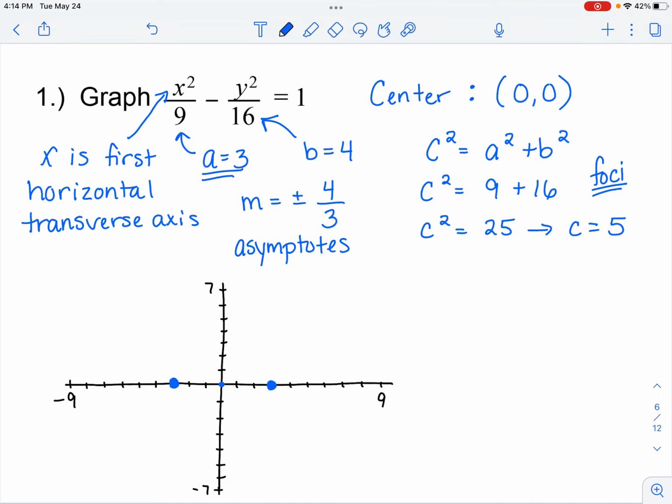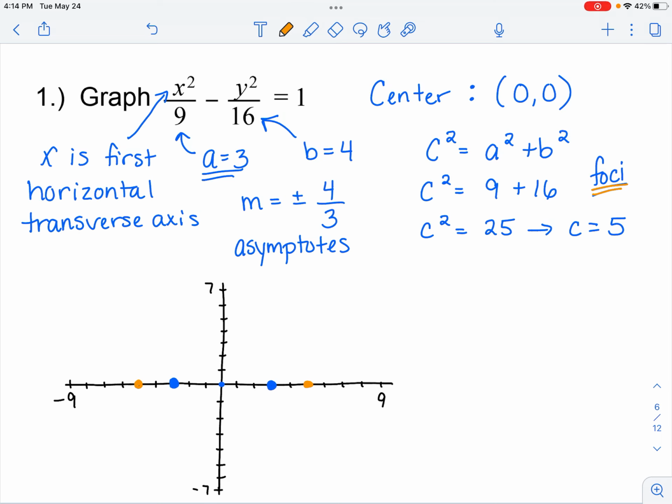Next, I want to do my focus points, okay? So my focus points, I'm going to do them in orange, are 5 units to the left and to the right of the center. So 1, 2, 3, 4, 5, there's a focus point. And 1, 2, 3, 4, 5, there's a focus point, okay?